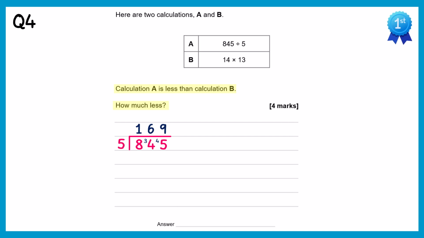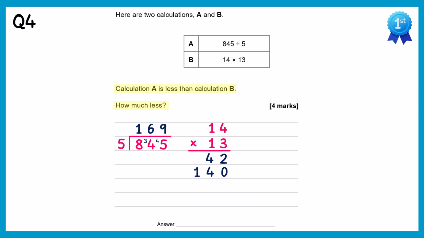Now let's do calculation B, 14 times 13. To do this, I'm going to start with 3 times 4, which is 12. Then 3 times 1, which is 3, but I need to add this extra 1 at the bottom, so 4. Then we'll multiply with the 1, but this 1 is not really a 1, it represents 10, so we're going to need to put down a 0 placeholder. We then do 1 times 4, which is 4, and 1 times 1, which is 1.